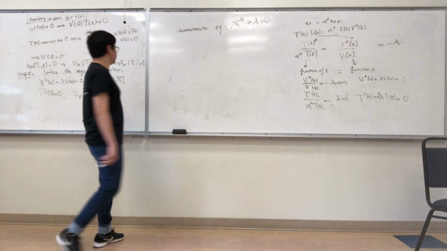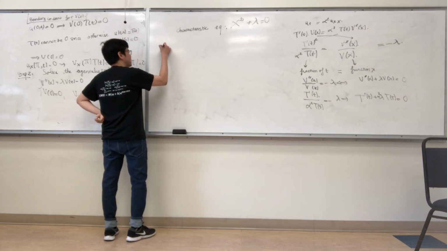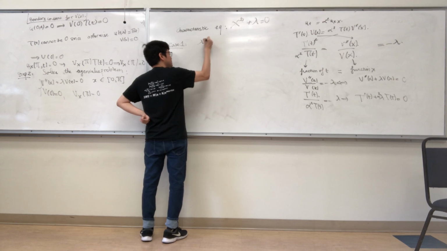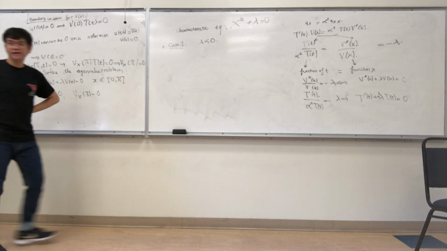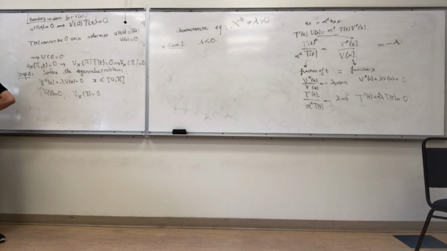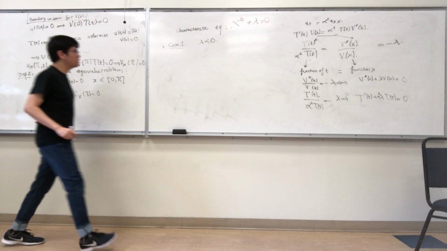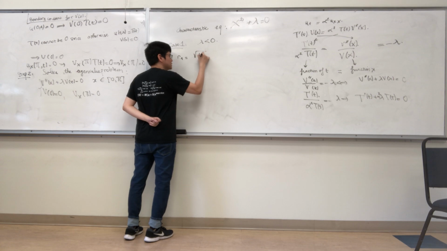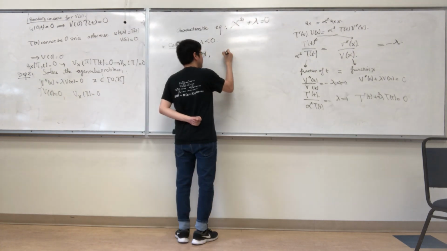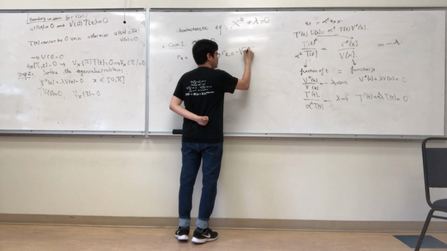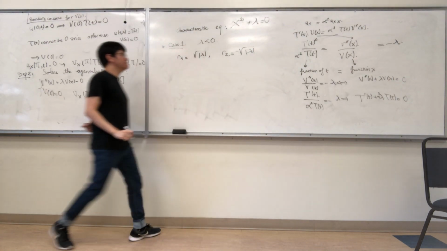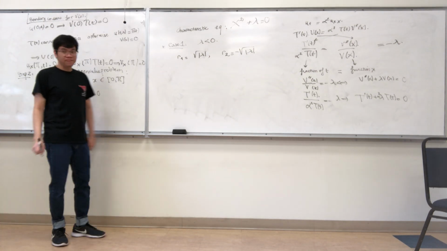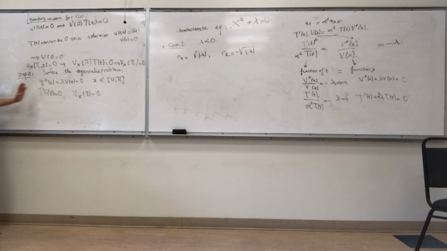So case number 1: lambda is negative. When lambda is negative, you're going to have two roots. The first root will be the square root of the absolute value of lambda, and the second will be minus the square root of lambda. This is standard. So I explain again.